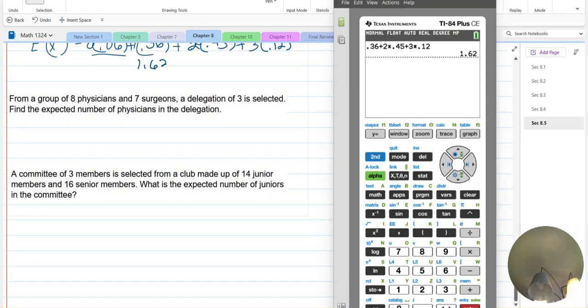Good. From a group of 8 physicians and 7 surgeons, this is our total of our sample space, a delegation of 3 is selected. Find the expected number of physicians in the delegation. And so we're talking physicians only. So here we go with physicians. And we'll see what we get on physicians.